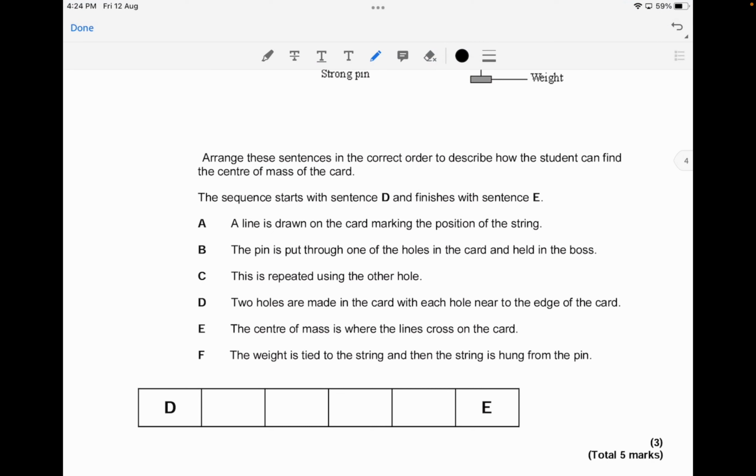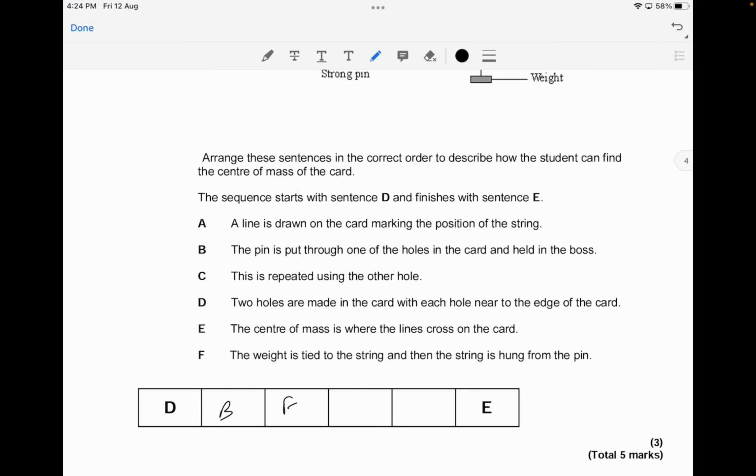The sequence starts with the sentence D and finishes with the sentence E. So let's say the first sentence is that there are 2 holes that are made in the card, with each hole near to the edge of the card. So the next procedure is going to be the pin is going to be put through one of the holes. That's going to be happening next. So that's going to be B, and it's going to be held in the boss, right? So this is some good information that you guys can learn down. And after that is that the weight is tied to the string, and then the string is hung from the pin. That's going to be F.